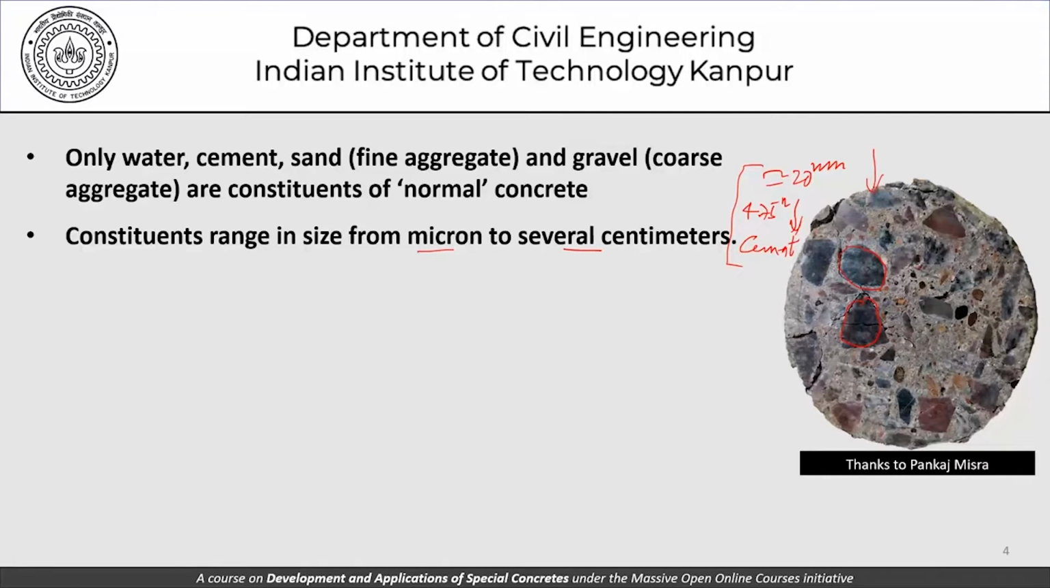That's something very important to understand: the constitution of concrete has particles which range from several microns or millimeters to several centimeters. It doesn't go beyond 10 centimeters and 20 centimeters.